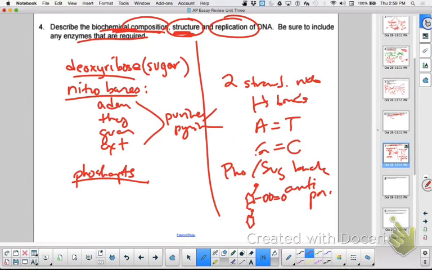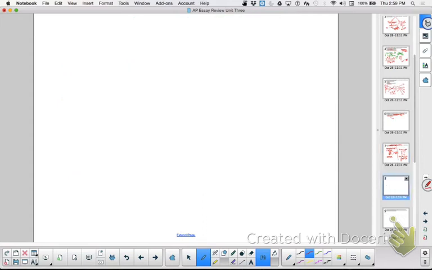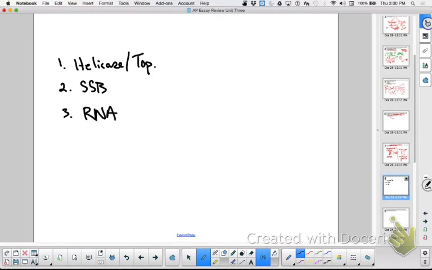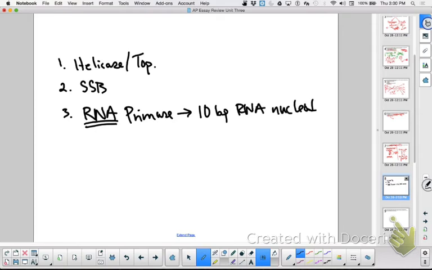Okay, then replication. What are the names of the enzymes you're going to tell me about, or structures? Helicase, and I would probably do helicase, topoisomerase. What else? Polymerase 3. Remember SSB holds the 2 strands apart. Or the primase. Yes, make sure you know RNA primase. It lays down 10 base pairs of RNA nucleotides, which is called the primer, right? So make sure you tell me all of those things.